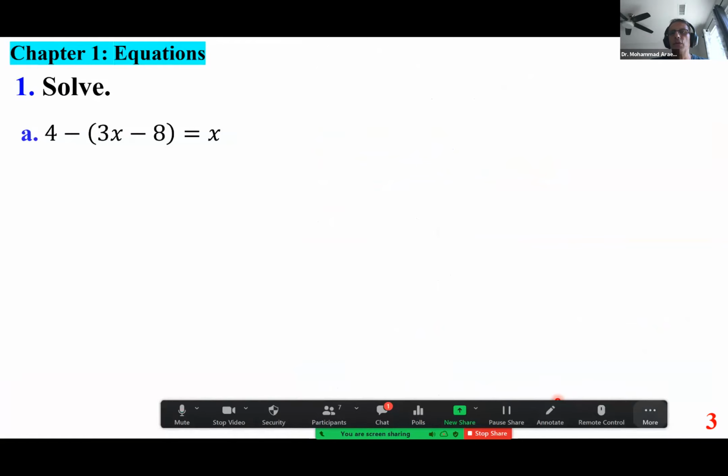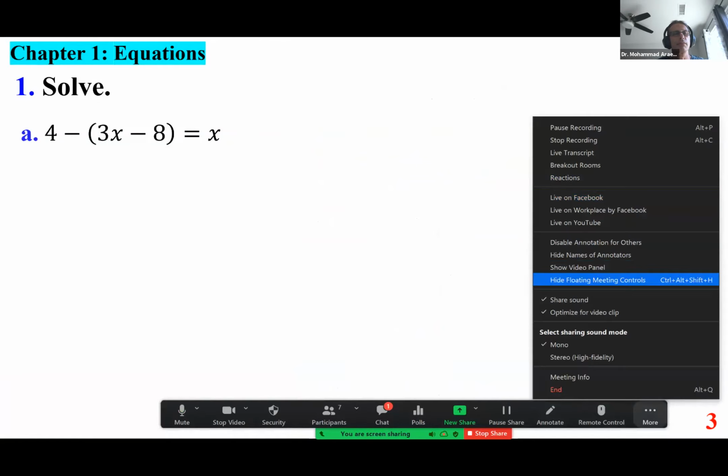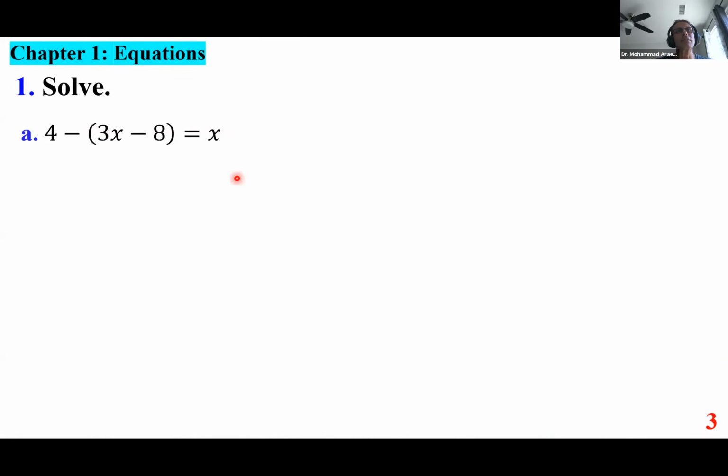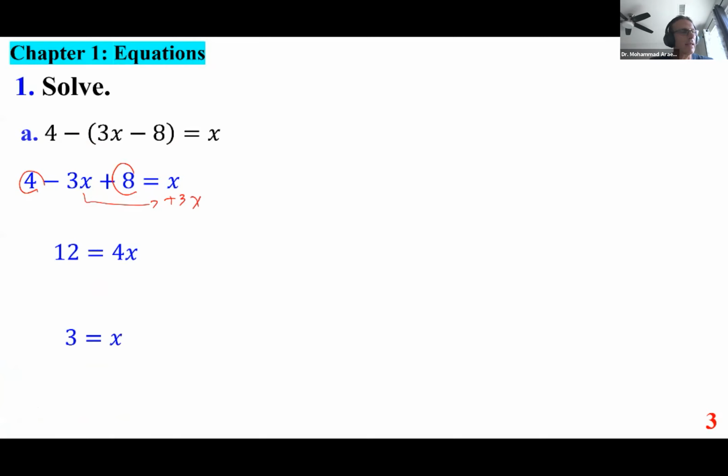Let's start with the first equation. 4 minus the parentheses 3x minus 8 equals x. To solve that, we are going to distribute the negative sign. We get minus 3x plus 8. 4 and 8 add up to 12. Negative 3x moves, becomes 4x. Divide by 4, and the answer is 3.